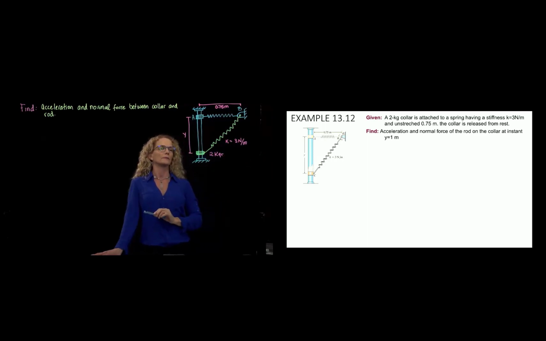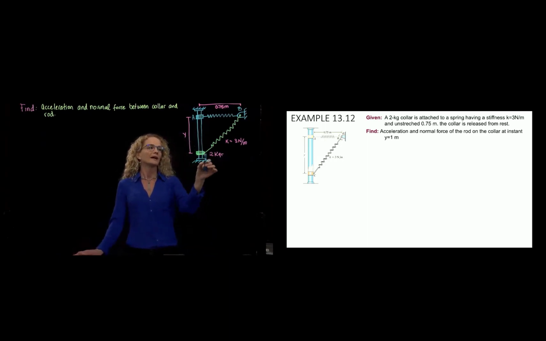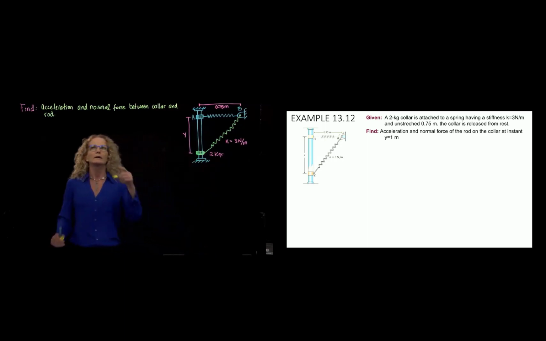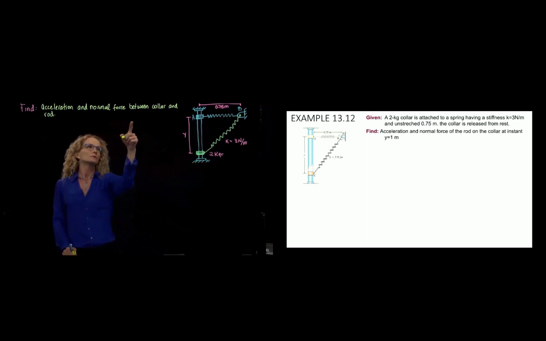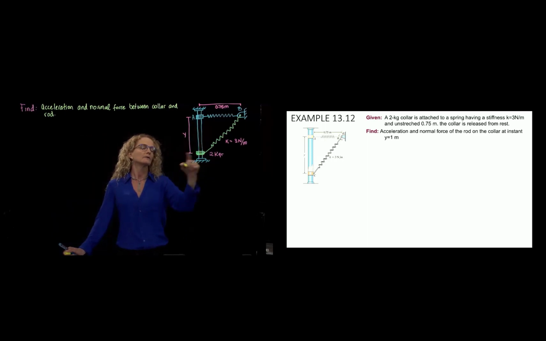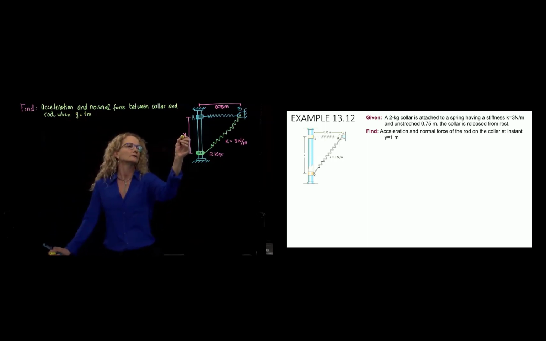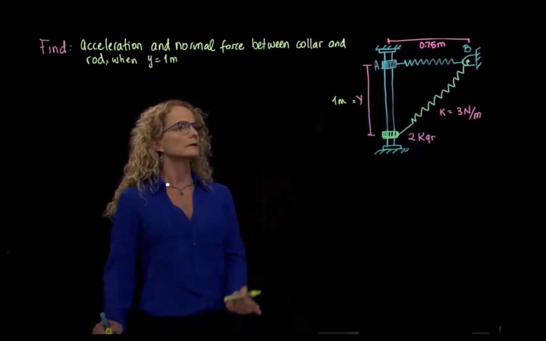Well, that's the mass, remember, so we can get the weight having the mass. And we have some distance, and then they are asking us to find the acceleration of that coil and the normal force between the coil and the rod when y is equal to 1 meter. So here we can say that this is 1 meter. So how do we attack the problem?